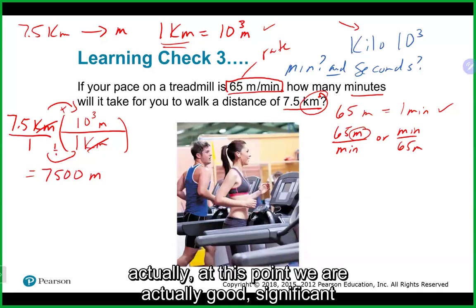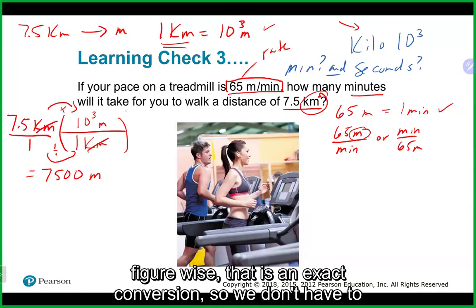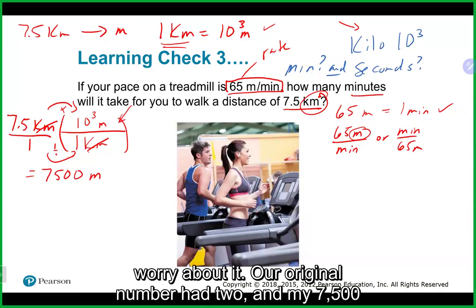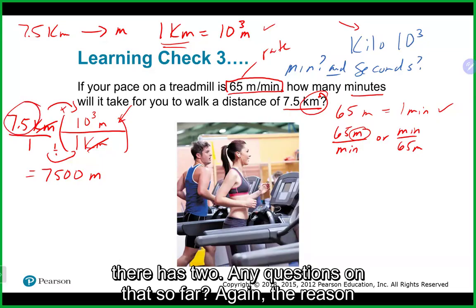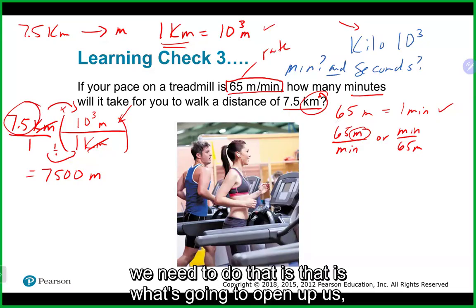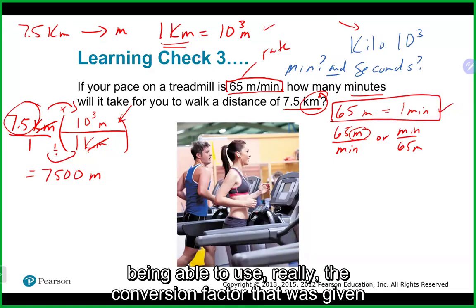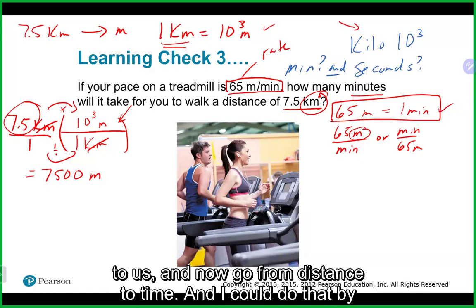Significant figure wise, at this point, we're good. That is an exact conversion, so we don't have to worry about it. Our original number had 2, and my 7,500 there has 2. Any questions on that so far? Again, the reason we need to do that is what's going to open us up to being able to use the conversion factor that was given to us and now go from distance to time.